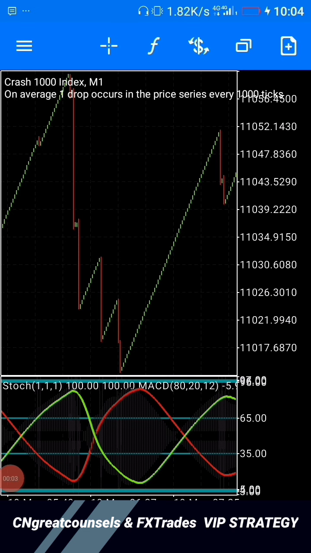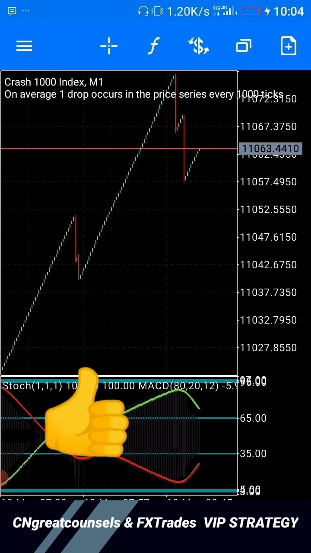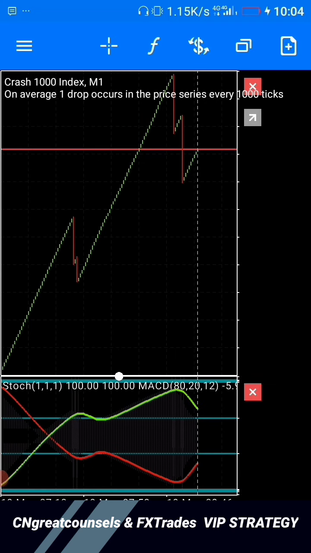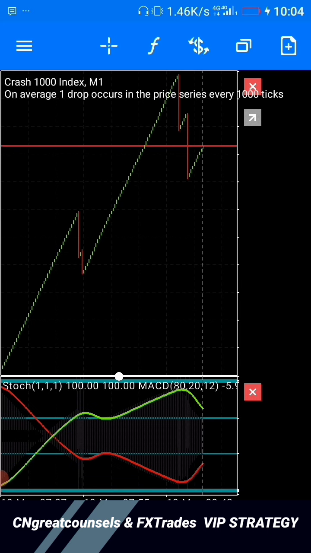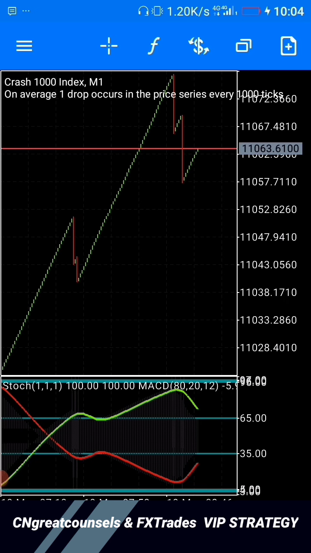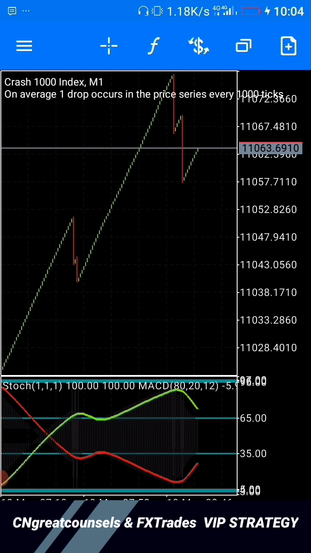Alright, first off, the chart position. Let me show you the chart position. Your chart position must be at the position where you have this dollar sign, okay? Exactly here. This must be your chart position, okay? Alright, that's one. Secondly, we are using zoom level 2, okay? This is the first zoom level. We are using this zoom level. This particular one, yeah, this is the zoom level we are using.